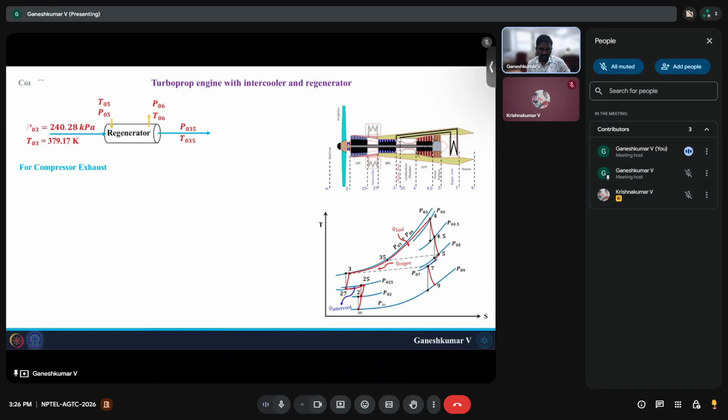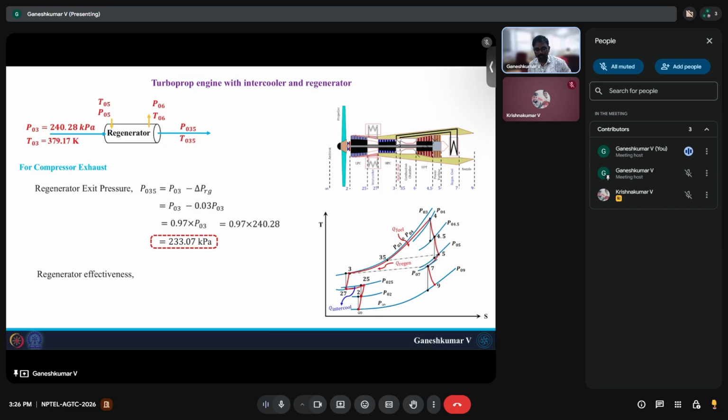The next component that you have is the regenerator. For the regenerator, the cold air is going to be from the exit of the HP compressor, which is at 240.28 kilopascal and 379.17 Kelvin. So the compressor exhaust is going to go through the regenerator, and there's a pressure loss of 3%. So we can calculate that, which is around 233.07 kilopascal.